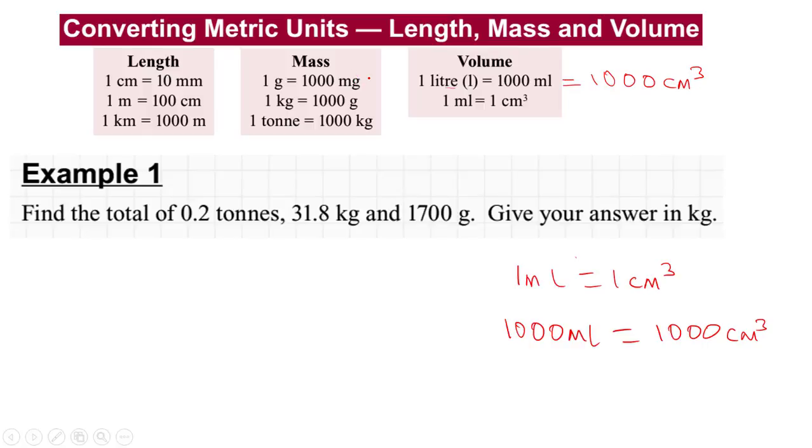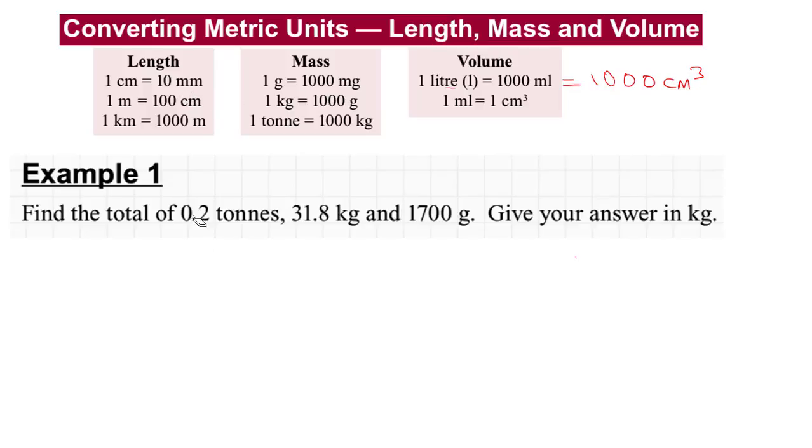So question example 1 says find the total of 0.2 tons, 31.8 kilograms and 1,700 grams and give your answer in kilograms. The first thing you need to do is to convert everything into kilograms here because that's what they're interested in. And you're going to need to use your conversion table here. Most of these will not be given in an exam, so you need to memorize them.